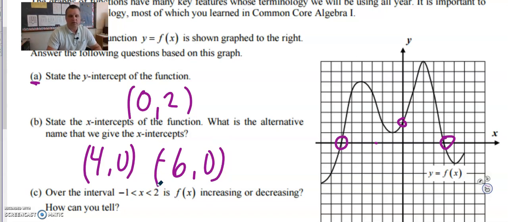And what is the alternative name that we give the x-intercepts? They can call them the zeros. What are the x-intercepts? What are the zeros? What are the solutions? Those are all synonymous when you're finding the x-intercepts.